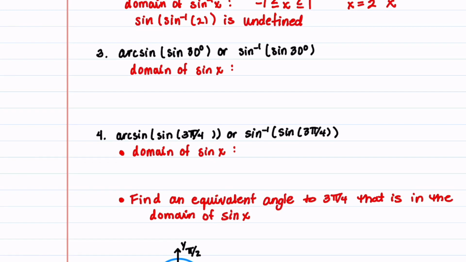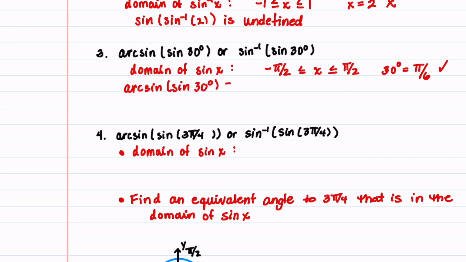In our next example, we'll evaluate arcsin of sine of 30 degrees. The domain of sine x is going to be when x ranges between minus pi over 2 and pi over 2. 30 degrees is equal to pi over 6, and that is in the domain. We can then use our cancellation equation and say that arcsin of sine of 30 degrees is equal to 30 degrees.